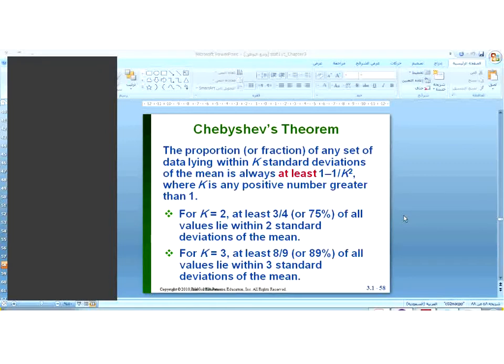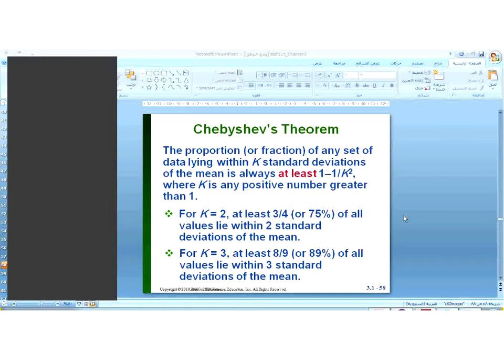Chebyshev theorem: the proportion of any set of data lying within k standard deviations of the mean is always at least 1 minus 1 divided by k squared, where k is any positive number greater than 1. If I'm given a value of k and asked to find the minimum of all values within k standard deviations. For example, when k equals 2, what is the value that at least this fraction of values fall within 2 standard deviations? It is 1 minus 1 over k squared, so 1 minus 1 over 2 squared, which is 1 minus a quarter, equal to 3/4.